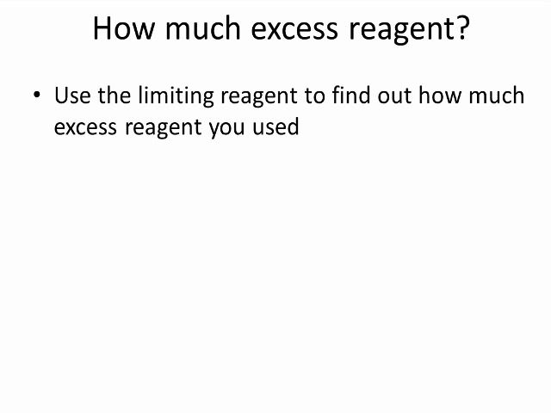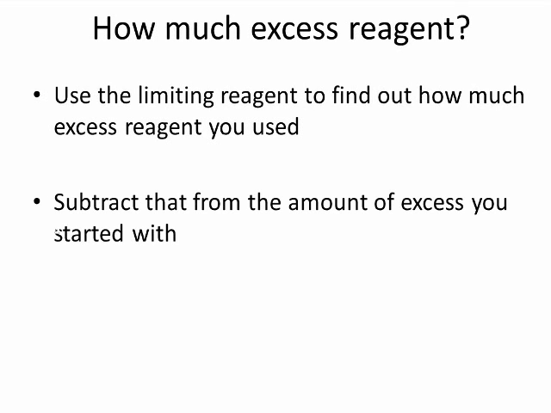So we do everything as usual, find the limiting reagent, then we use that limiting reagent with the excess reagent and find out how much. So it's just another stoichiometry problem. And then we're going to subtract that amount of excess from what we started with. So it's just one more stoichiometry problem, and now we've done those, so it shouldn't be that big of a deal. Let's try an example here.